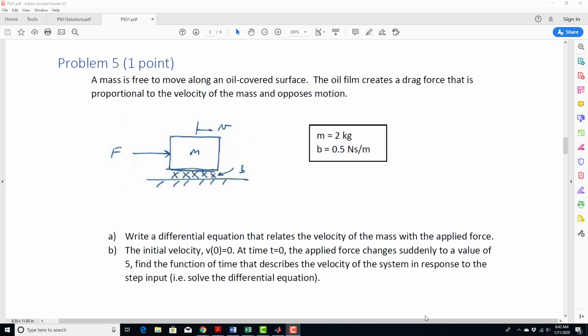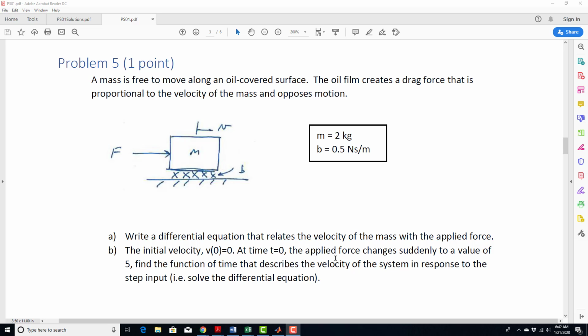Okay, so we're still looking at problem set 1. These are problems 5 and 6. They're two first order systems. One's mechanical, one's electrical, and I purposely designed these to show the similarity, that analog between mechanical and electrical systems.